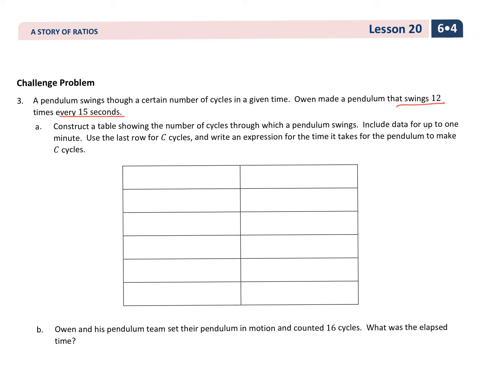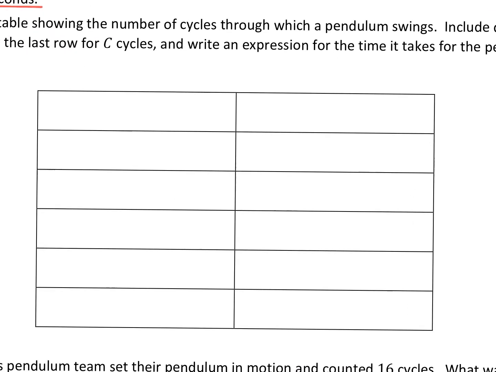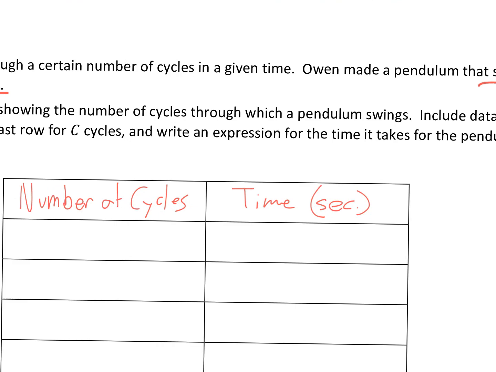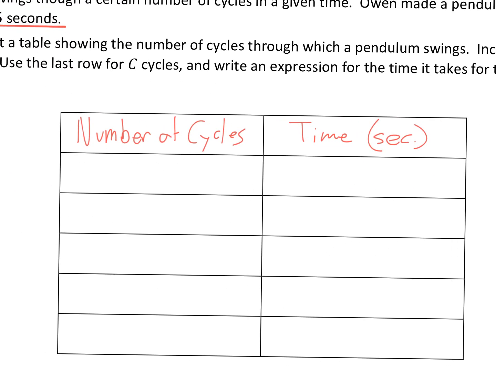So to set this up, in my table I would write number of cycles and I would set up time in seconds. Okay, that can get you started. And we already know the very first one would be 12 times in 15 seconds. So you can go ahead and fill that first one in.